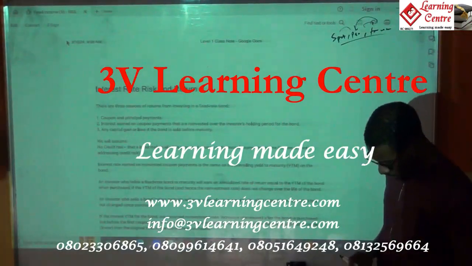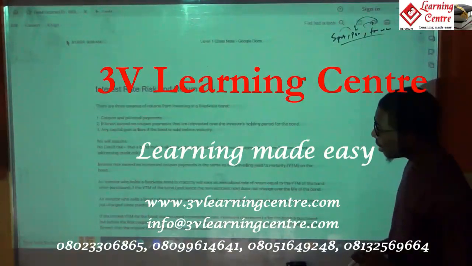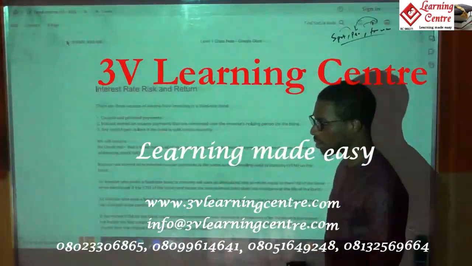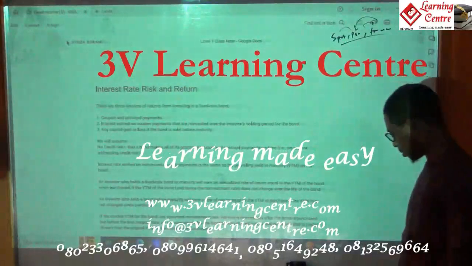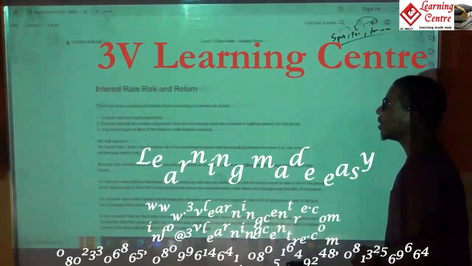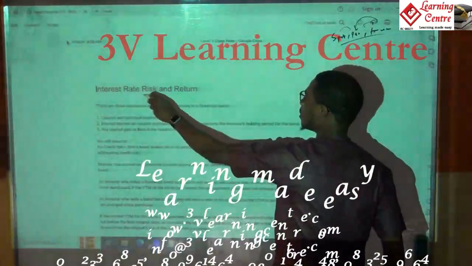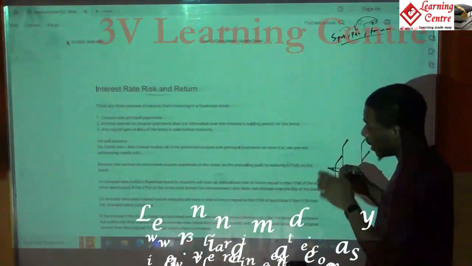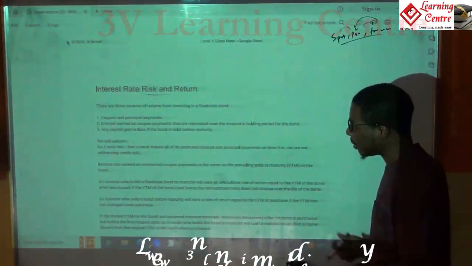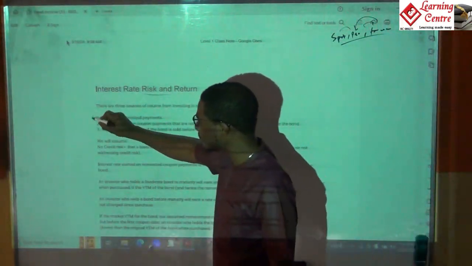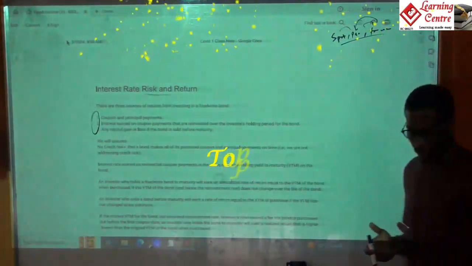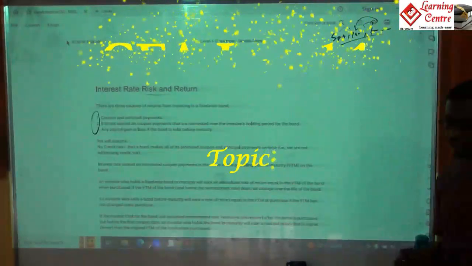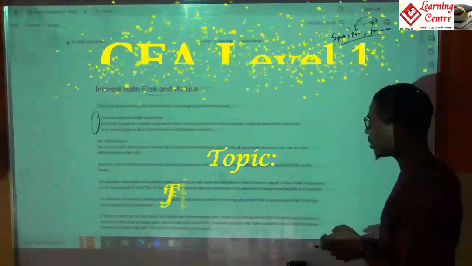Alright, so we are moving on to get to. Sorry, you might need to put the mic near your mouth. Alright, great. So we are moving on to interest rate, risk, and return. And we discussed earlier there are practically three ways in which the fixed income instruments generate return for investors.